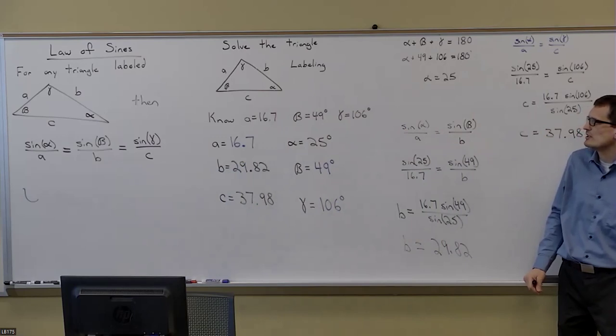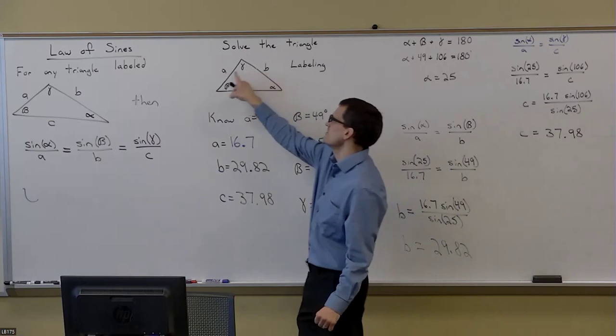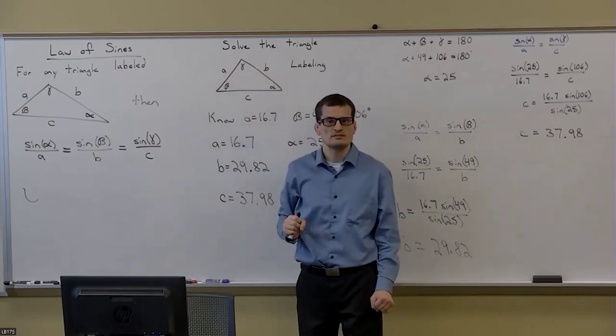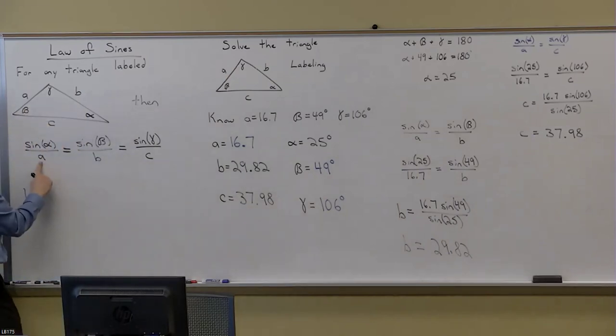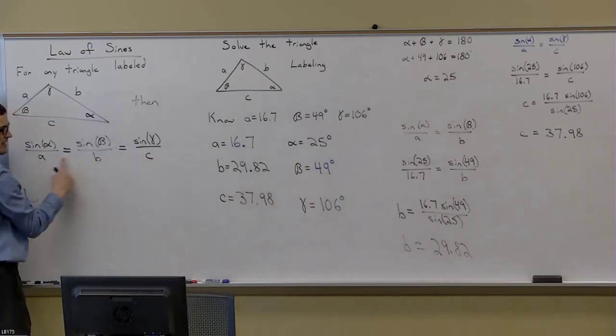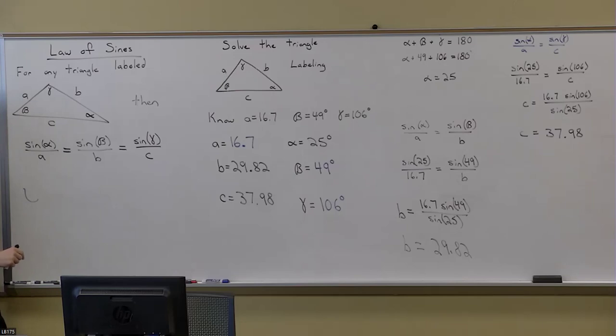And the two versions are when we have all three sides. If I have all three sides, then I have the A, the B, and the C. I have one of each of those. Okay? And so I can't get a ratio there.